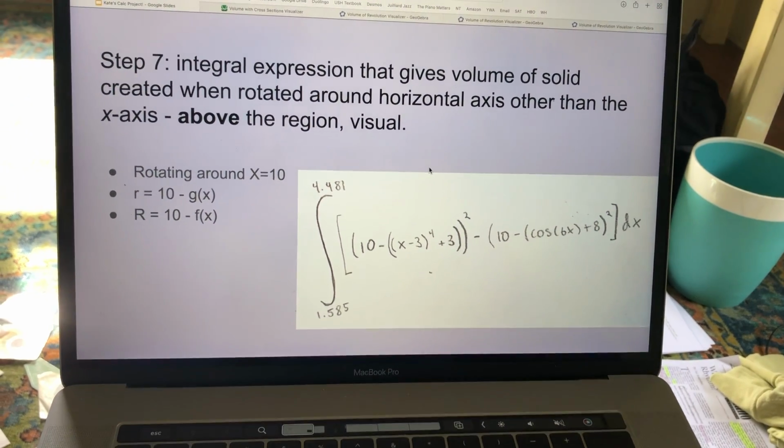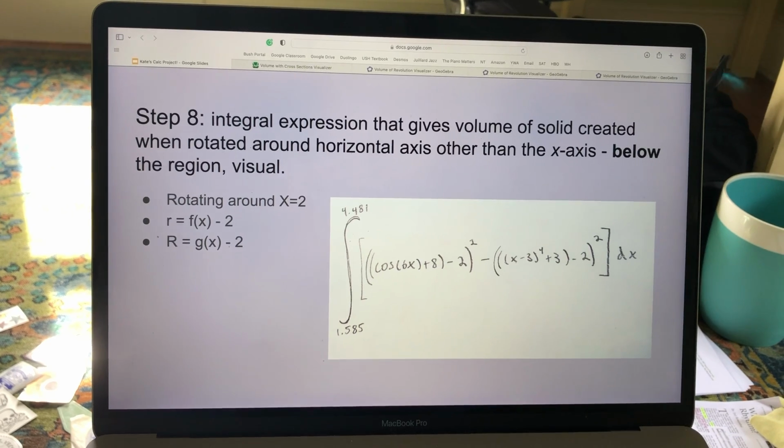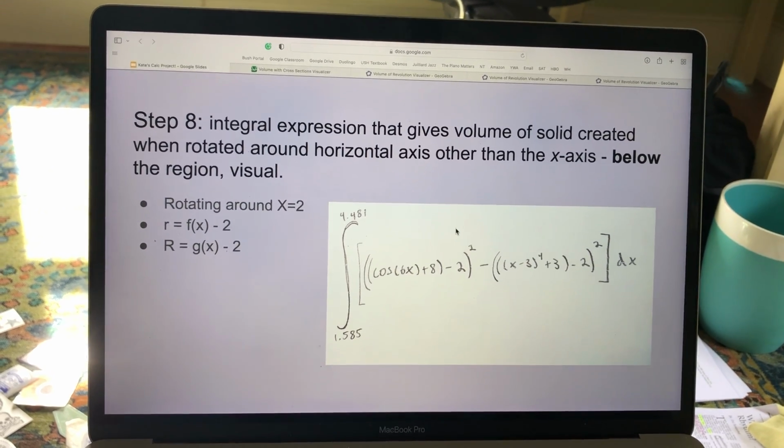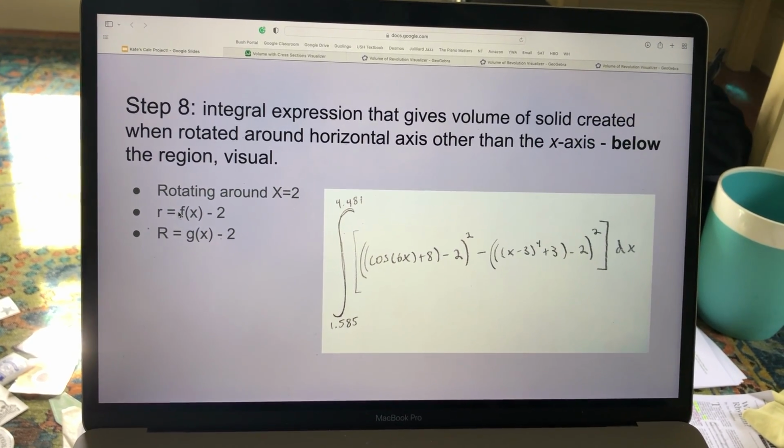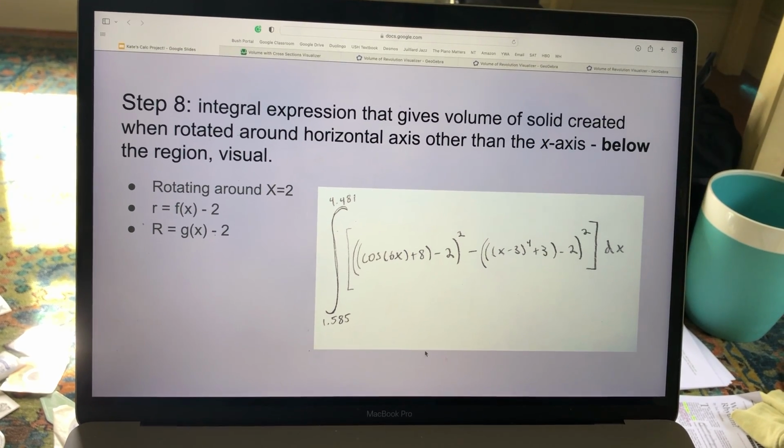And lastly, rotate it around an axis that's below the region. And I chose y equals 2. So the small radius is f of x minus 2, the big radius is g of x minus 2, and here's that written out.